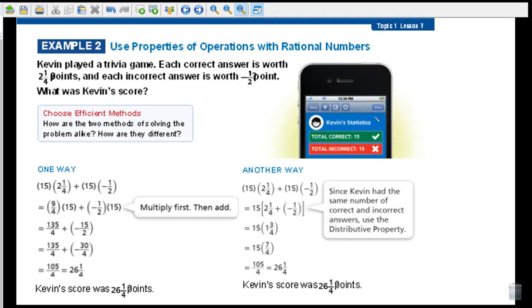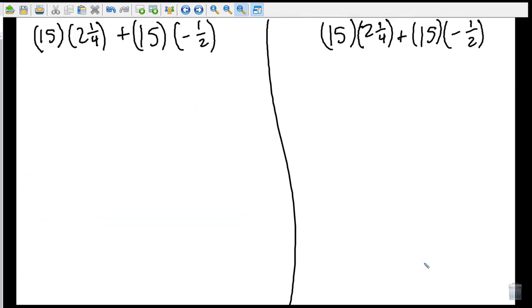We'll let that slide. So he got 15 correct and 15 incorrect. That is going to work into our expression. So you see the expression is right here. It's the same expression, even though you can do it different ways. So here I have the expressions set up.